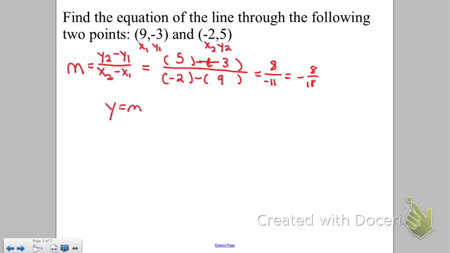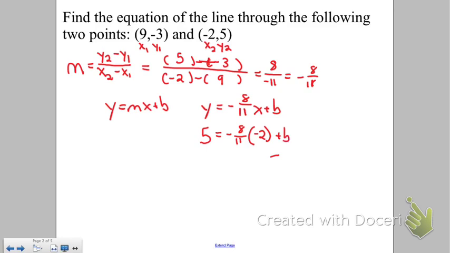So now I can write out my y equals mx plus b. I already know my m. Y equals negative 8 over 11x plus b. Now I have to determine what my b value is. I can pick either point. I'm going to pick the second one because the numbers are smaller. So I have 5 equals negative 8 over 11 times negative 2 plus b. Now to simplify, I have 5 equals 16 over 11 plus b.